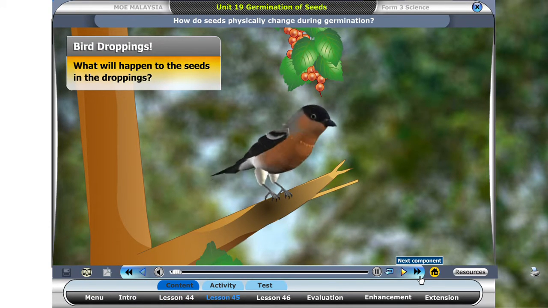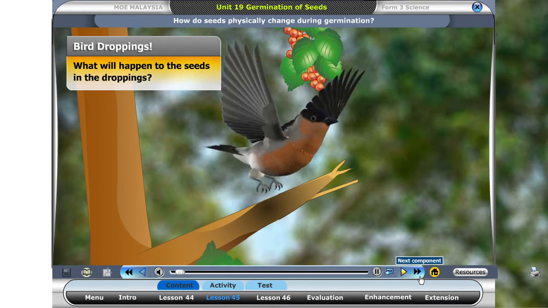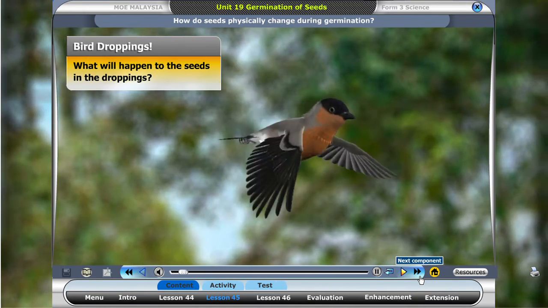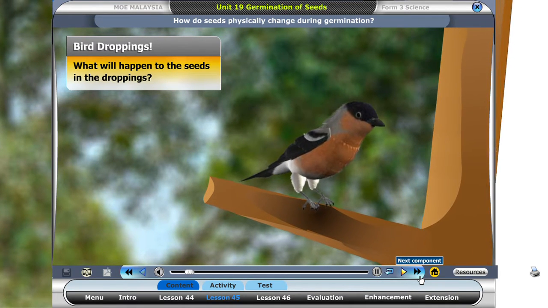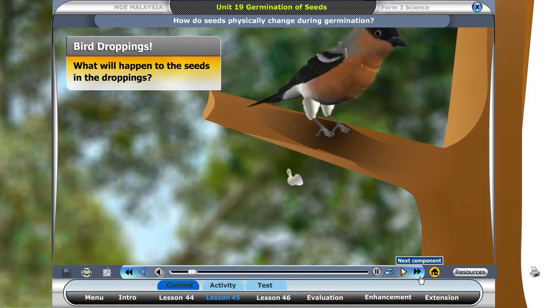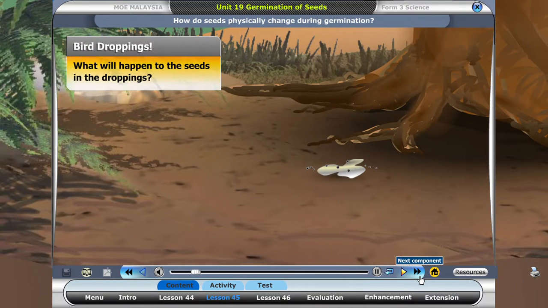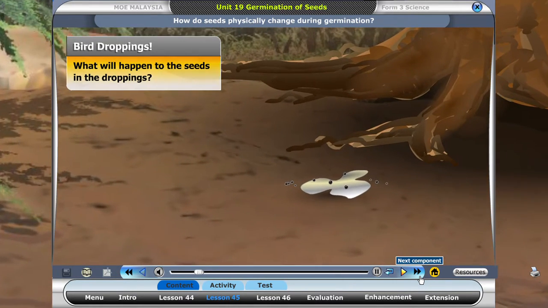Birds help to disperse seeds to other areas through their droppings. Watch the animation. What will happen to the seeds in the droppings?